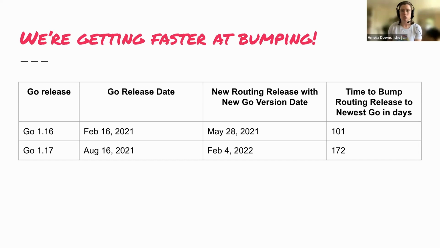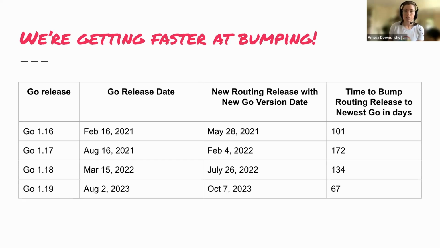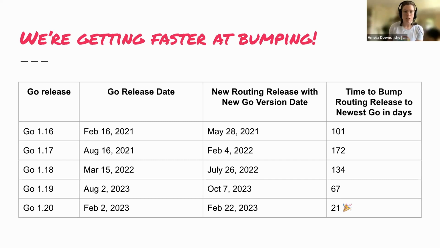For Go 1.17, which was released in August 2021, it took us until February 2022 to bump routing release to use it. That one was pretty difficult, required a lot of changes, and it took us a whopping 172 days. Go 1.18 took us 134 days to bump. Go 1.19 took us 67 days to bump. This is where I got a little bit more interested in making sure we do this right away. So we got into the double digits, which is pretty exciting. And most recently, the current latest minor version, Go 1.20, only took us 21 days to bump, by far our fastest bump yet.